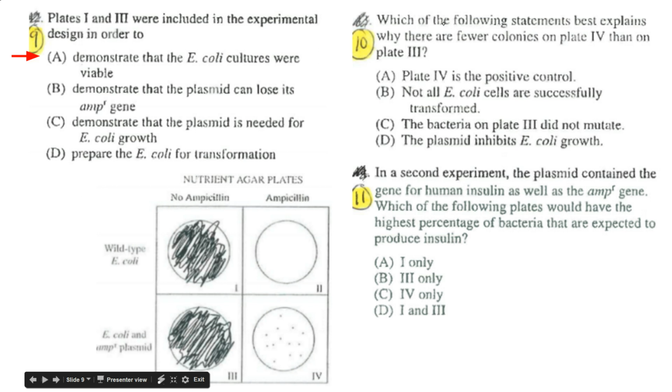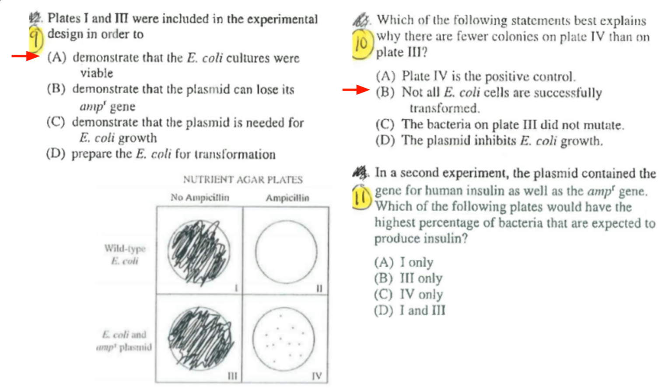Okay, next one. Which of the following statements best explains why there are fewer colonies on plate 4 than on plate 3? I've already kind of gone over this. Hopefully you guys said B, because not all of them are successfully transformed.